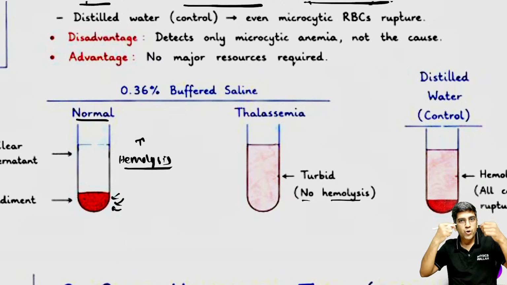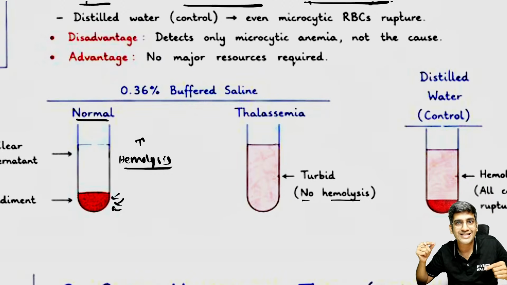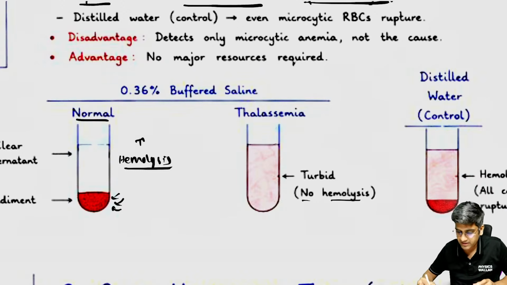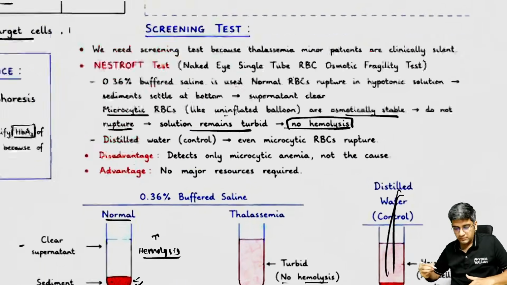In other words, how do you interpret? You look at them. If I am able to read through the test tube, it's clear. Hemolysis has happened and the patient is normal. If I'm not able to read through the test tube, no hemolysis, supernatant turbid, and the patient is thalassemic, right? Ignore this part. Fine. That's for control.